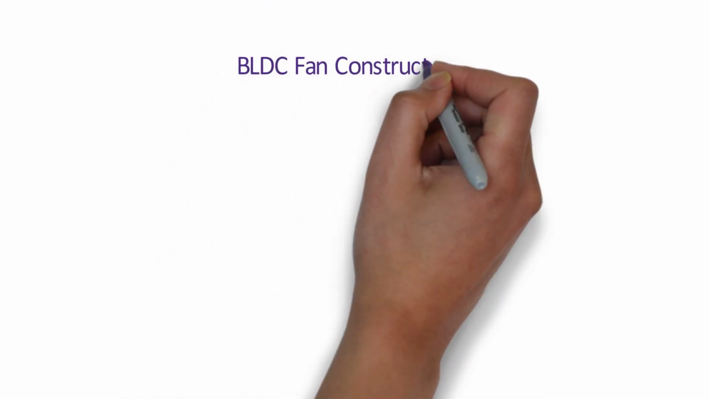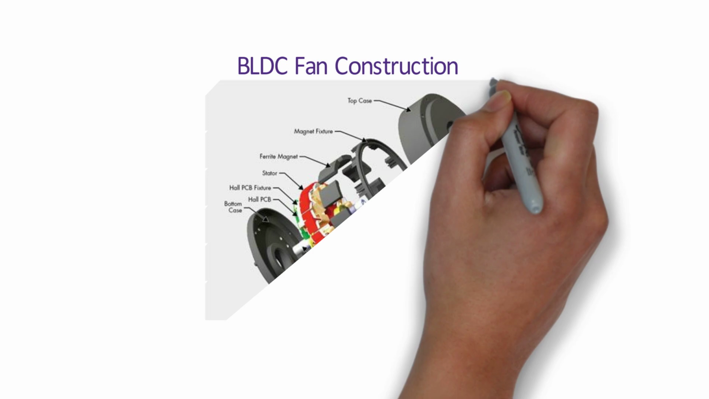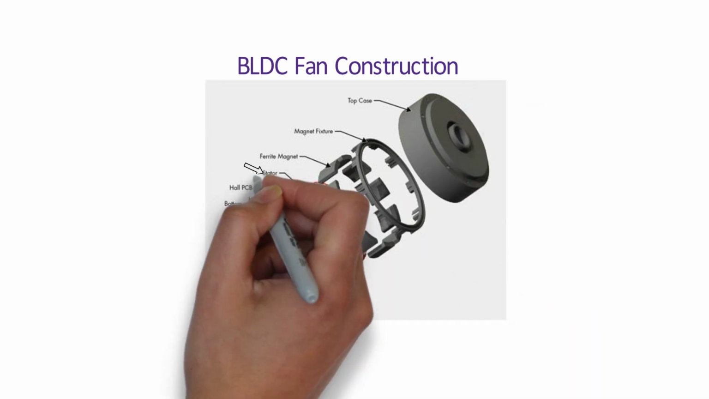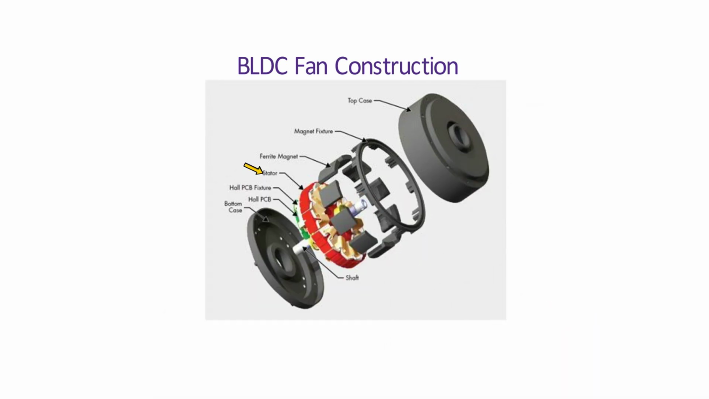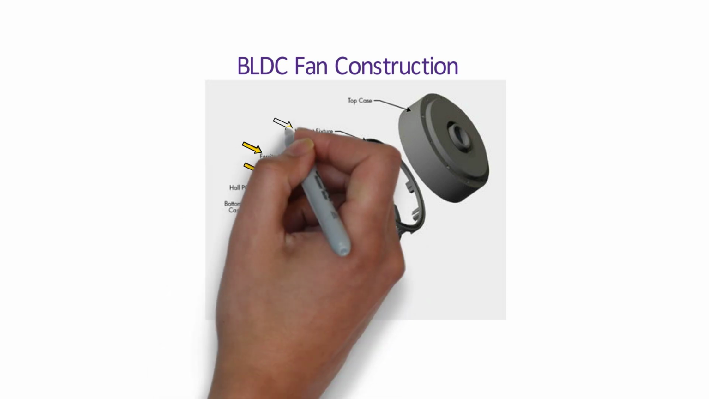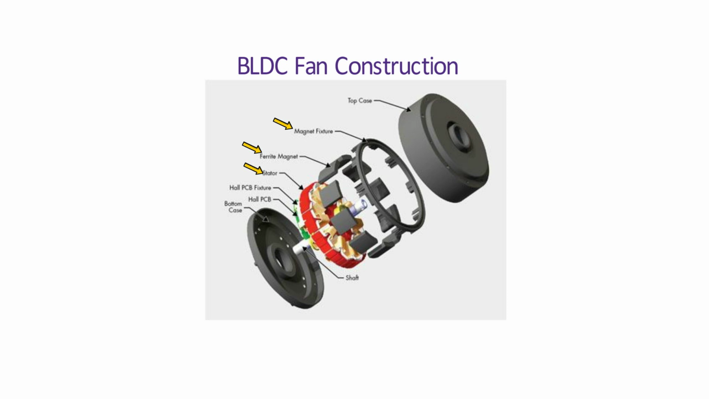Next, we move on to BLDC fan construction. It has electromagnet stator. The current flow in the electromagnetic coil is controlled by microcontroller. Rotor is made up of ferrite magnet. Fan blades are attached to this rotor.